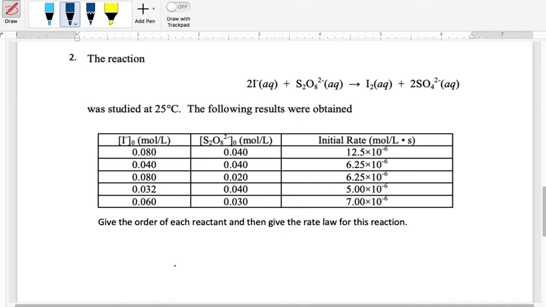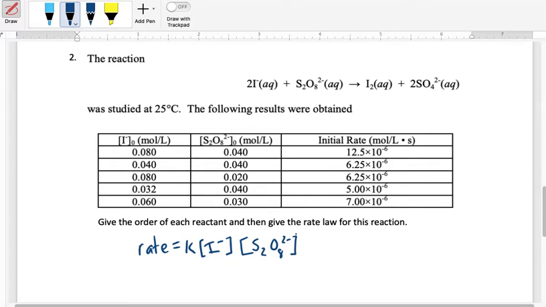Now we've got a pretty table. So we've got a reaction, we've got all of our information about what happens to the reaction rate when we change concentration. So let's start by writing our little rate law. We know it's going to be rate is equal to k times, let's do our first reactant, I minus, and leave room for an exponent because we're going to have to put it in. S2O8 2 minus is our other reactant.